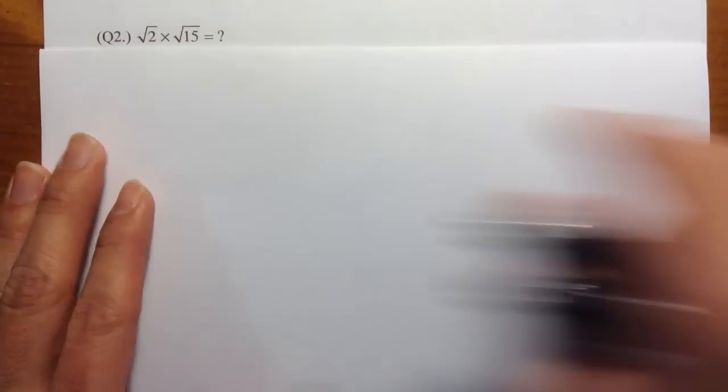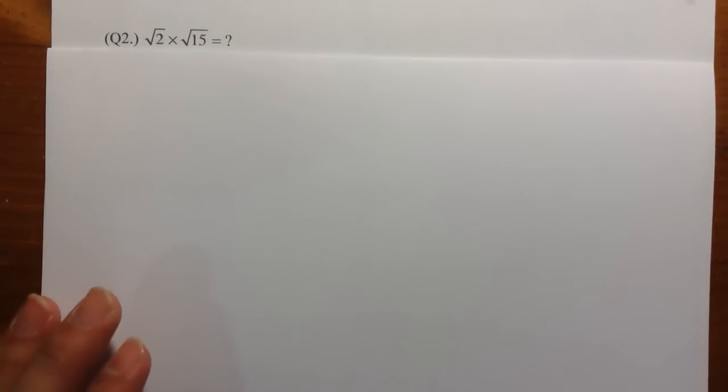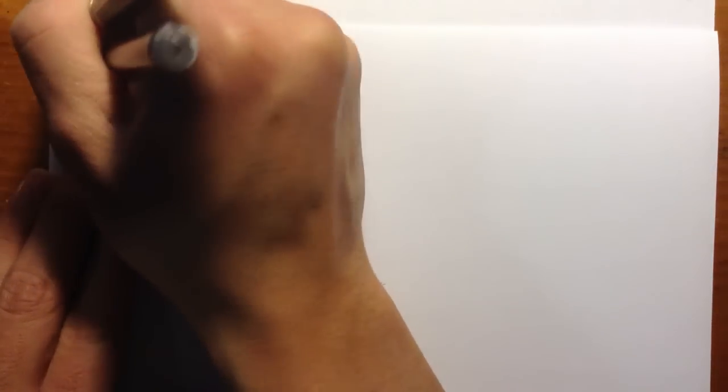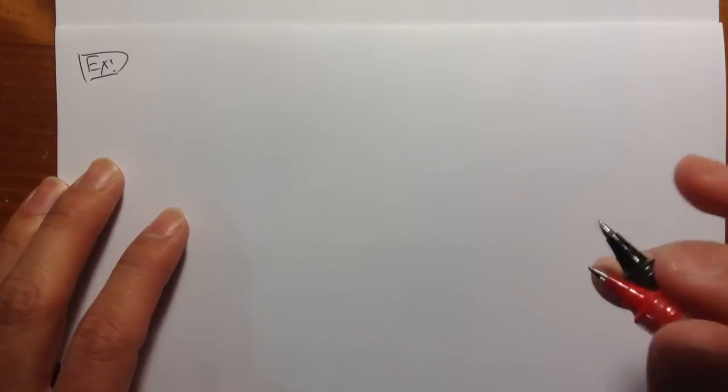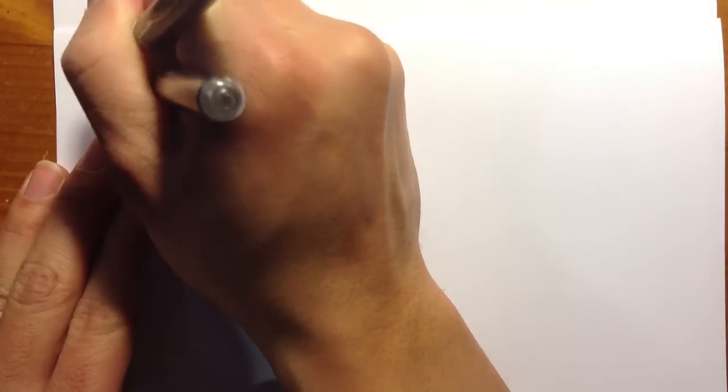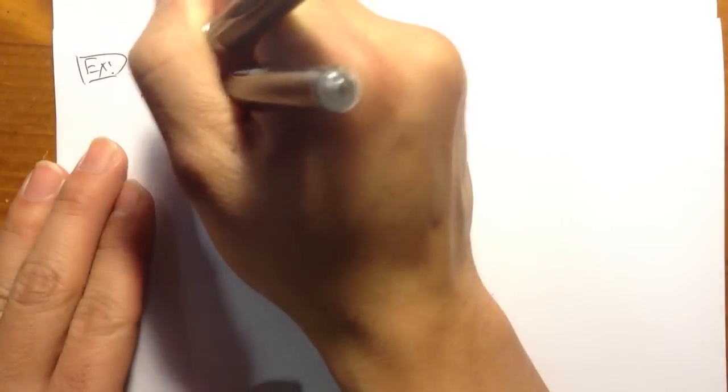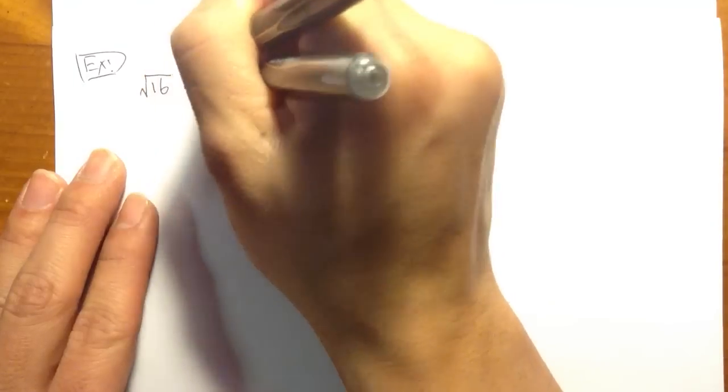So what can we do in this case when we have square root of 2 times square root of 15? I will show you an example first before I do question 2. Let me cover this up for a minute. Let me do something that we actually know how to do. Let me do square root of 16 times square root of 9.